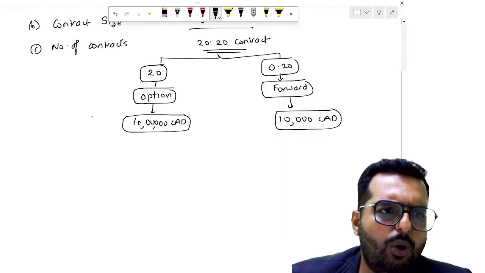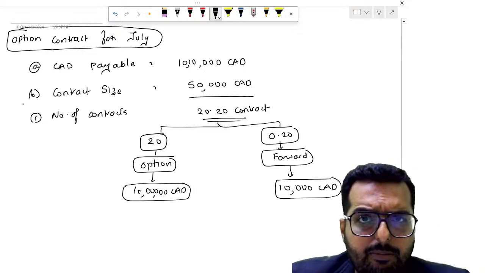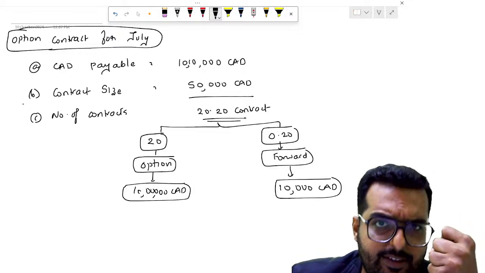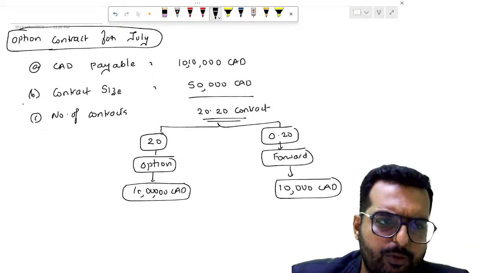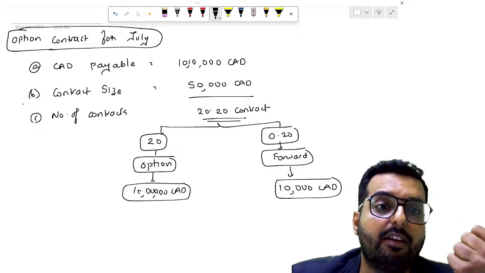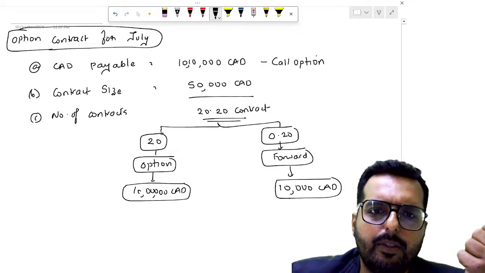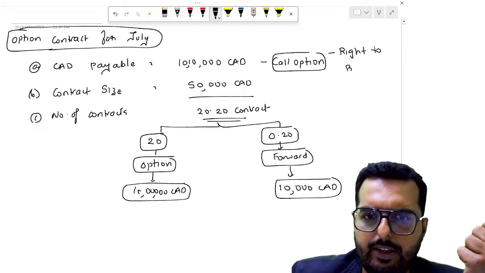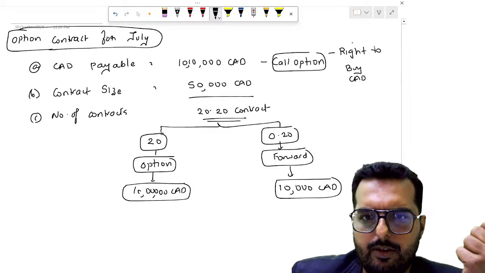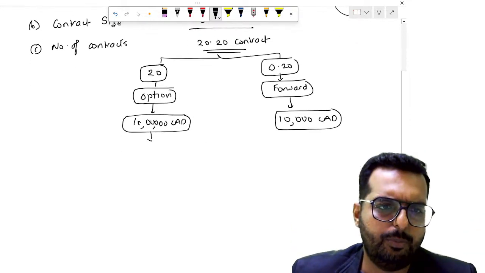Now tell me, will it be a call option or a put option? I have a CAD payable. So what will I do? I will buy CAD. Correct? In this question, CAD is the commodity. So if I am buying CAD, I need a right to buy. It will be a call option, because I need a right to buy CAD. Are you all clear with this part? So now I have a call option, correct?